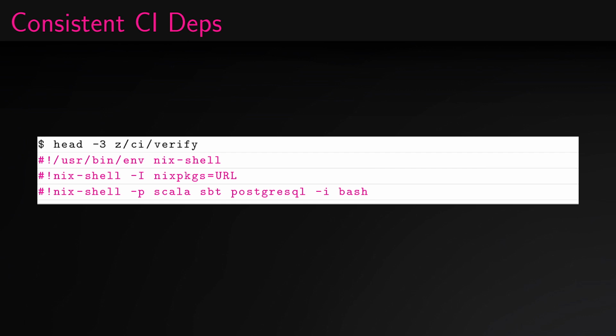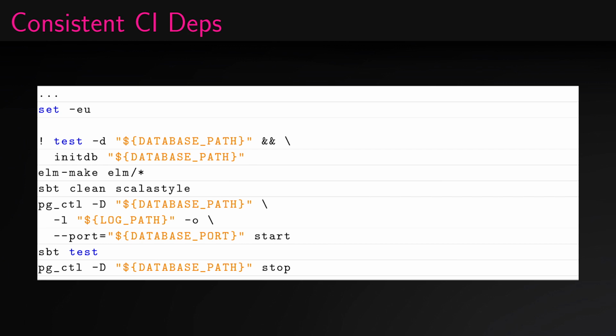And so let's have a look further on in the file. This is just a bash script, not too interesting. Again, we do something similar where if the database path isn't created, then we init the DB, and then we do an Elm make to transpile our front-end stuff to JavaScript. Maybe we do some kind of SBT clean and Scala style checks on our project. And then we would actually start the database, and then maybe we would run some, sadly, integration tests, and then we would stop Postgres.